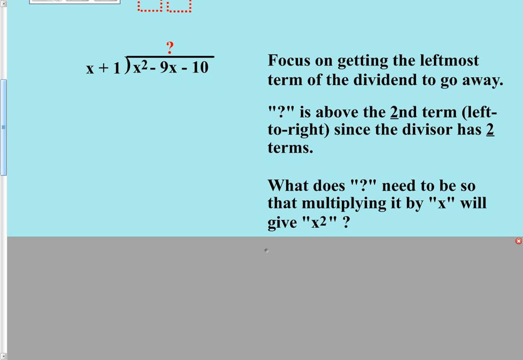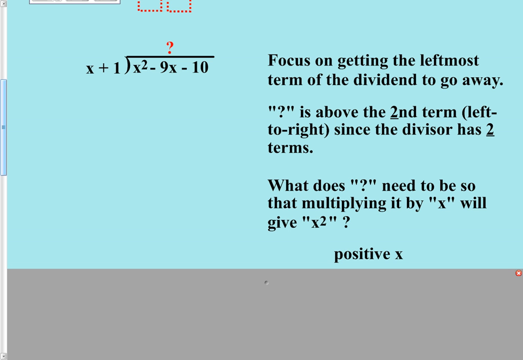Computer's responding very slowly. Okay, so the question is, what does that question mark need to be? What values do we put there so that multiplying it times the x on the divisor will result in x squared? We're trying to match the first term of the dividend, which is an x squared. So what times x gives you x squared? Well, obviously, if we put another x in there, x times x would give us x squared. So let's do that.